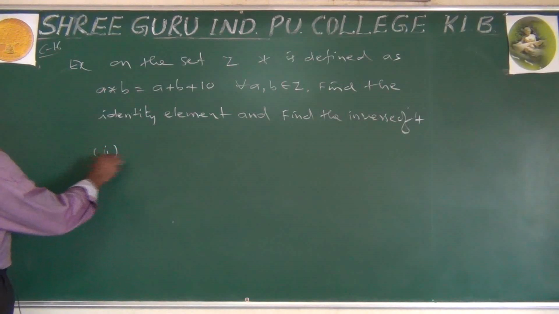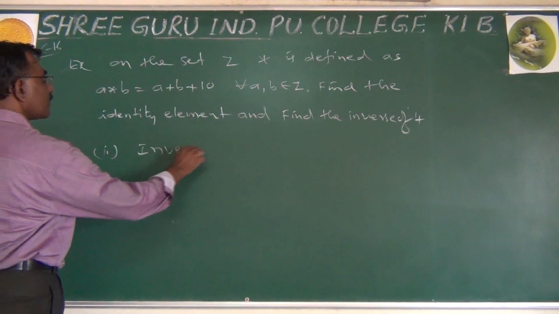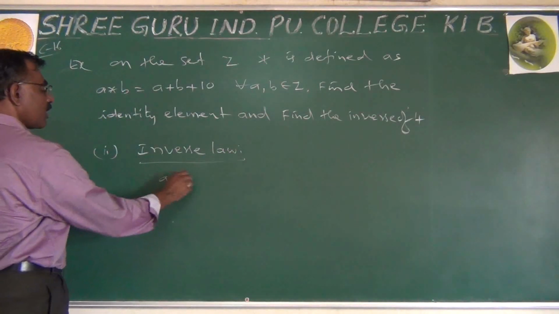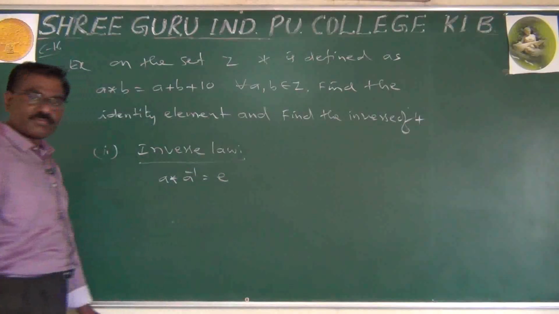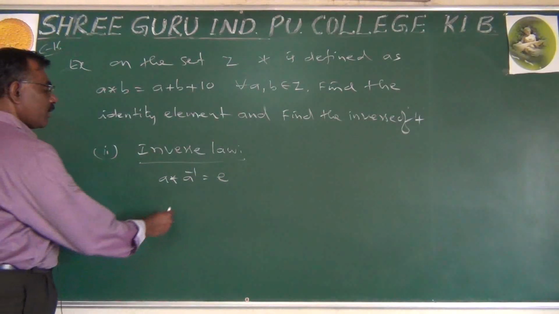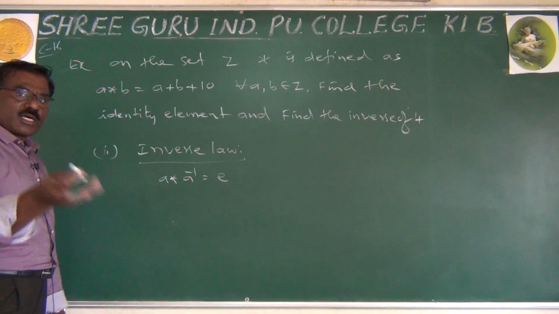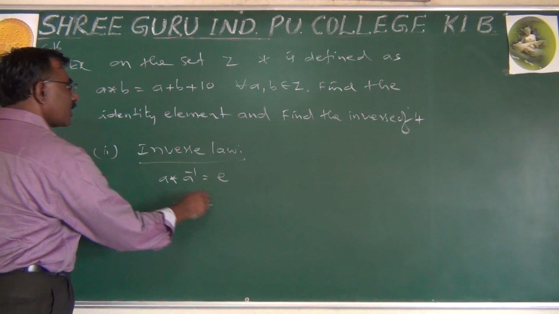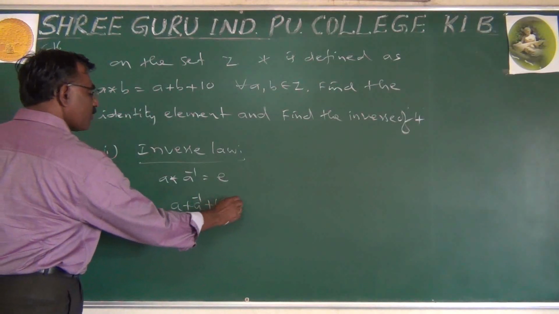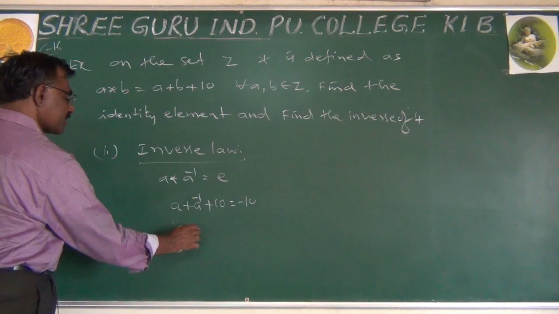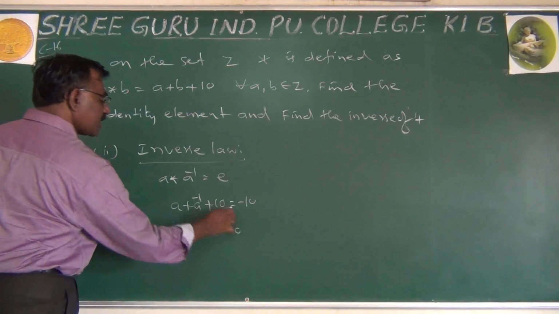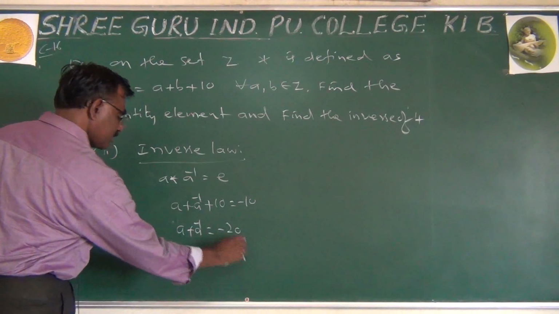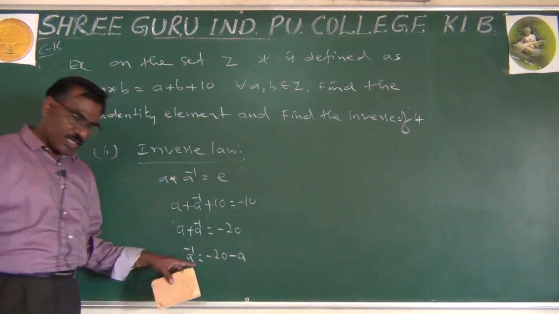Next question: inverse law. What is inverse law? A star A inverse equals E. So A plus A inverse plus 10 equals minus 10. A plus A inverse equals minus 20. So A inverse equals minus 20 minus A. This is the general formula.